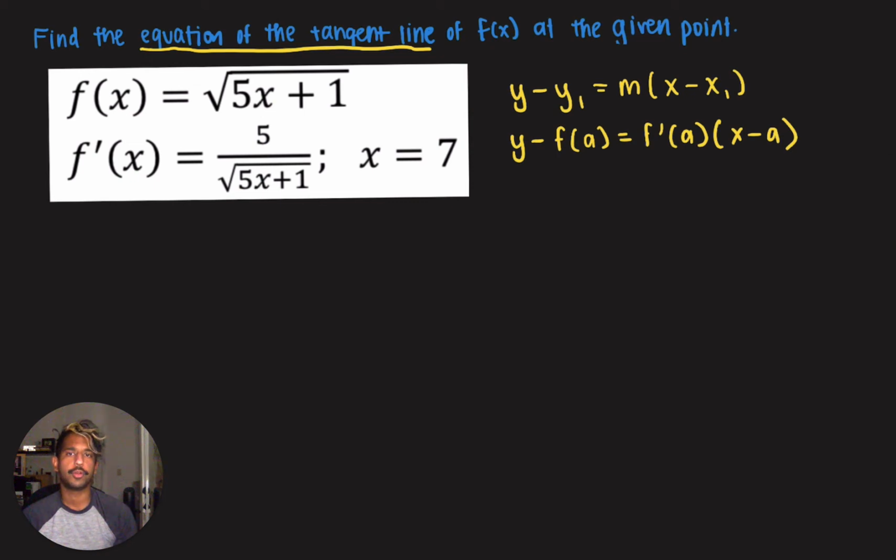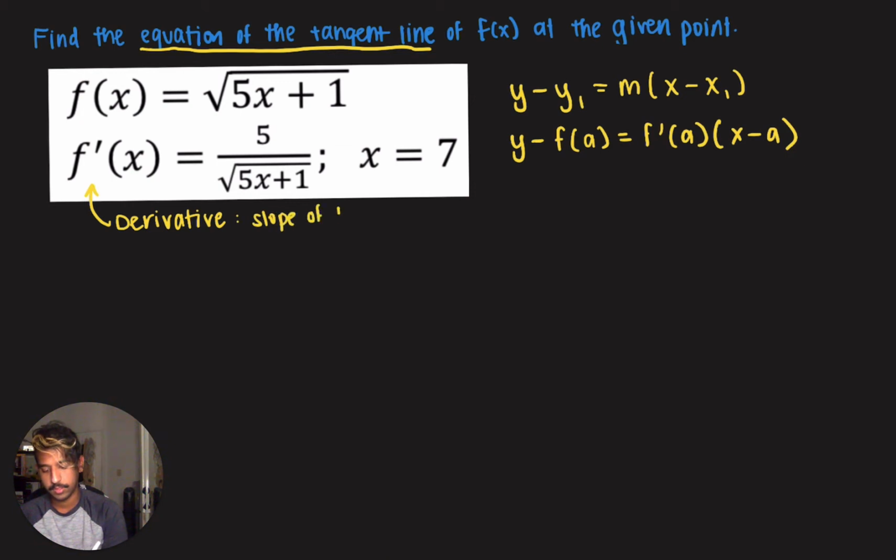Just like in the previous question, this question is asking us to find the equation of the tangent line at this given point. And we're given f of x and f prime of x, which is the equation of our derivative. I'm just going to write that here. We know that this is the derivative. A reminder, the derivative gives us the slope of our tangent line.